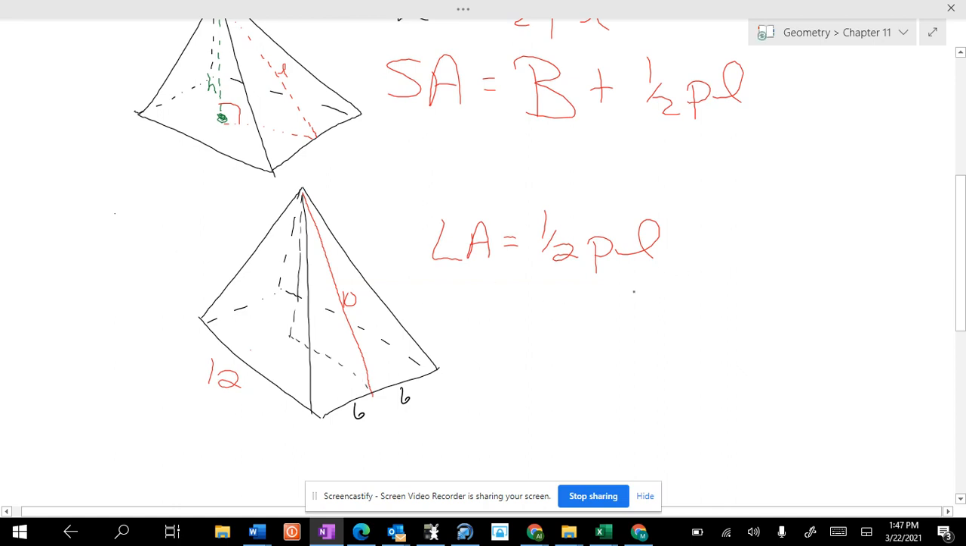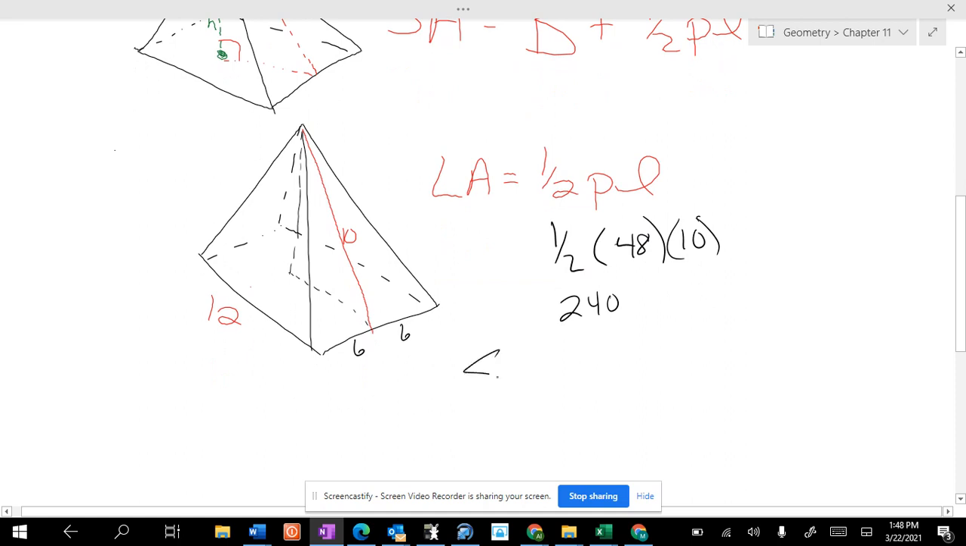But lateral area is 1/2 PL, right? So we don't even need to worry about the height. It's 1/2 the perimeter of the base, which is 12 plus 12 plus 12 plus 12. What's 12 plus 12 plus 12? 48. Times 10. So if we multiply all that together, that's 240 for the lateral area of that pyramid.